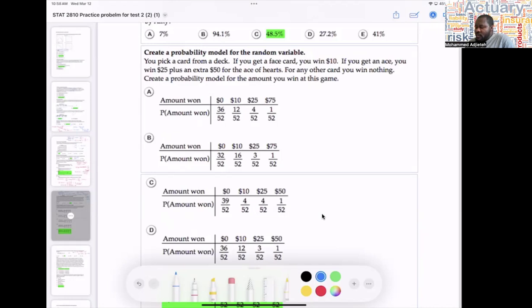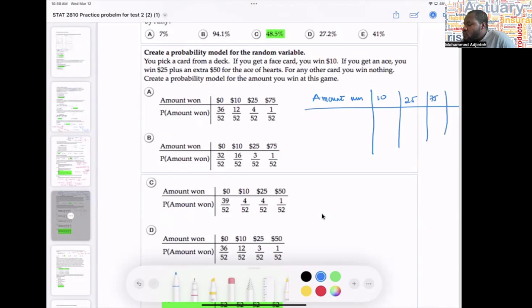When we look at this one here, we can follow what we have been given. So let's create our table. Let's create amount 1. We are told that you could win 10. You could also win 25. And then you could also win 75 if you pick an ace and the ace is the ace of hearts. And so you could also get 75. Or you could get nothing.